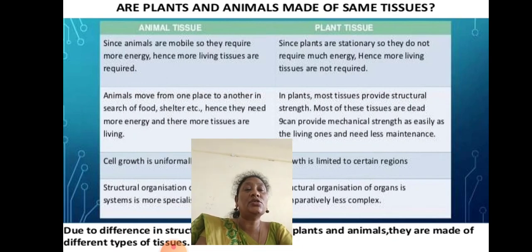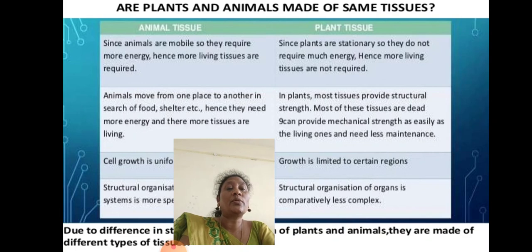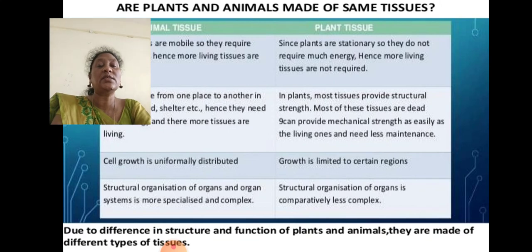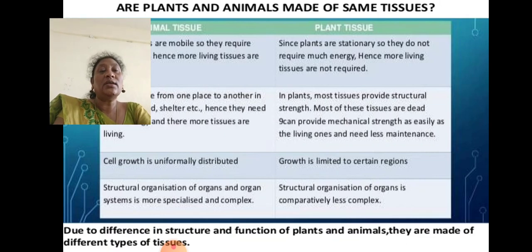In plants, most tissues provide structural strength. Most of these tissues are dead, since dead tissues provide mechanical strength as easily as living ones and need less maintenance. Plant maintenance is very low compared with animals. Cell growth is uniformly distributed in animal tissues. In plants, growth is limited to certain regions.